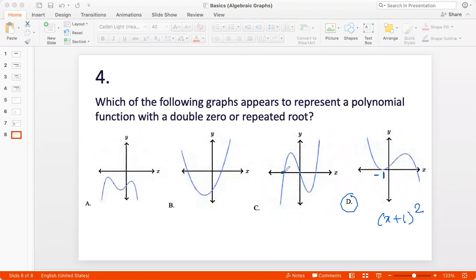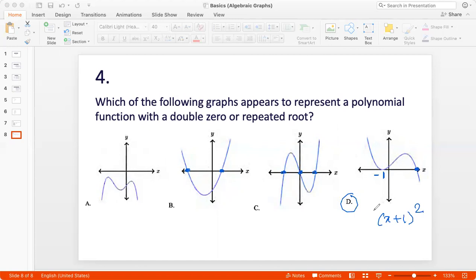Here I see 3 distinct roots. Here I see 2 distinct roots. And here there are no real roots, right? So the only option with a repeated root and a distinct root here is option D.